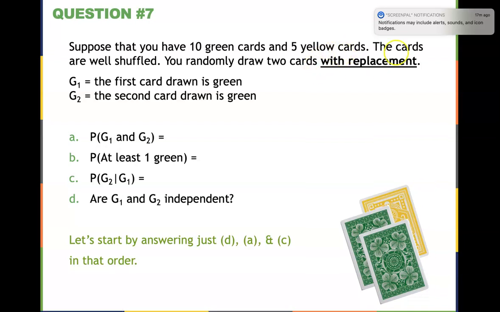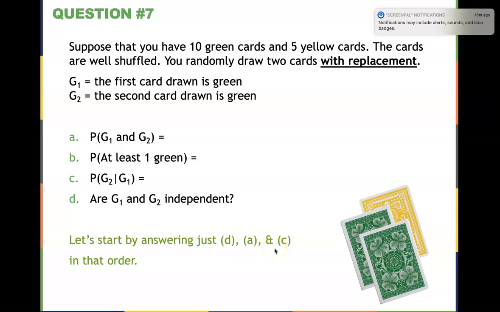So because of the issue of replacement, we can say that the individual draws of the card are going to be independent events. Drawing one will not impact drawing the next one because you've put the first one back. So the probability of G1 and G2, probability of at least one green, and the probability of green on the second draw given green on the first draw, and are green on the first draw and green on the second draw independent are all questions that we would like to go over, and I'm going to do them in a specific order, starting with D, and then A, and then C, and lastly we'll do B.